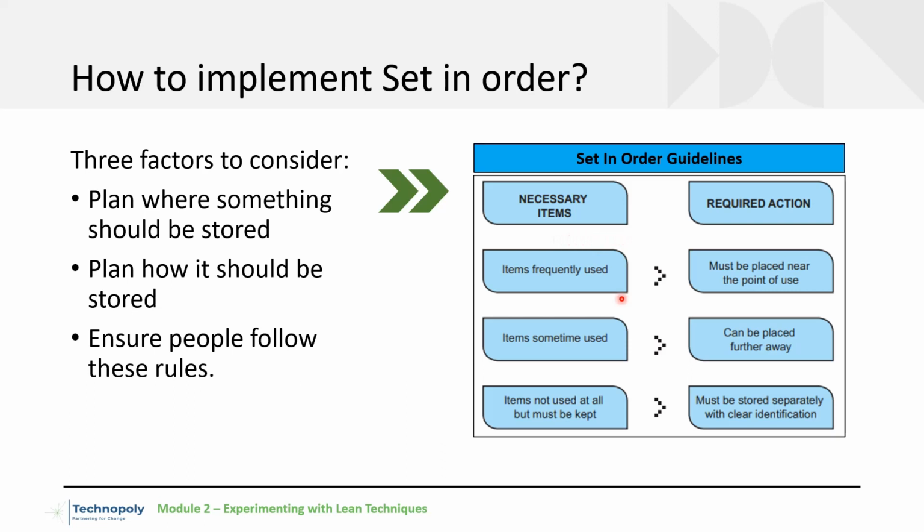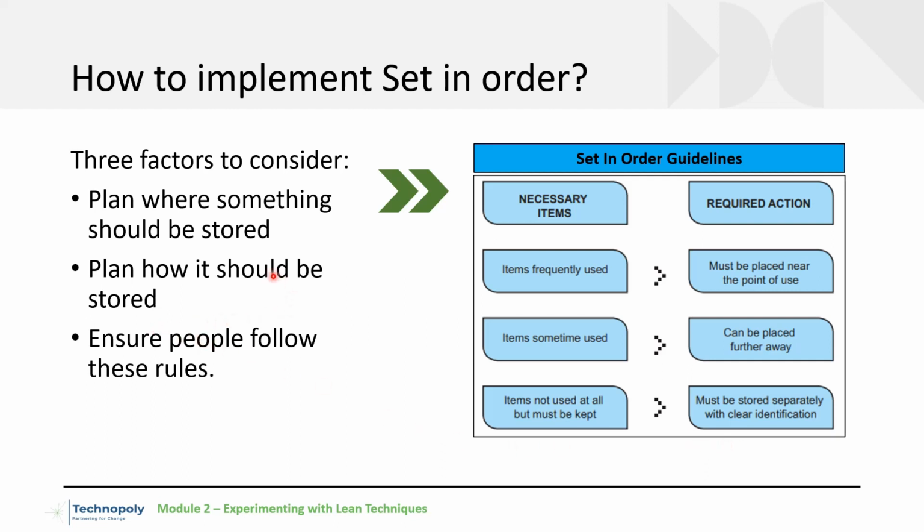First, place items that are frequently used as close to the point of use as possible. Items that are needed regularly but are currently stored far away can be moved close to the point of need. Infrequently used items might be kept nearby but out of the way of high-use items that are needed every day. Items not used at all must be kept, but it must be stored separately with clear identification.